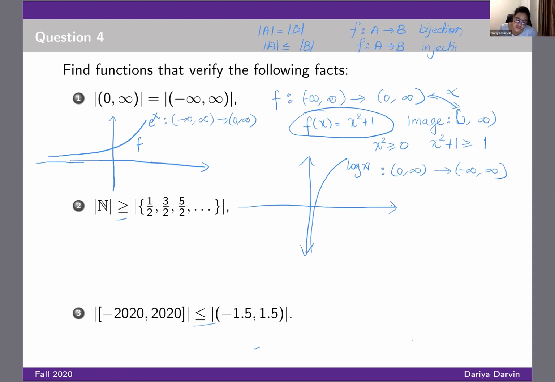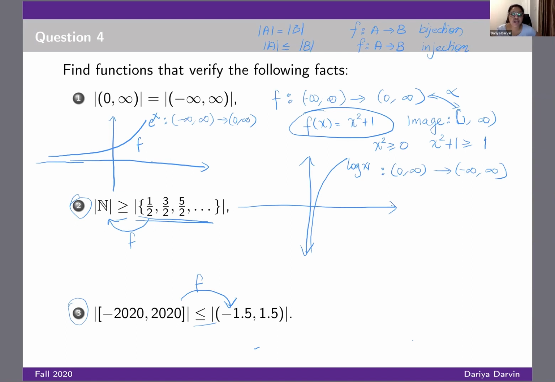Okay, so know this is again there in your course notes, you probably saw it in the lecture. So question 2 and question 3. In question 2, find an injection this way because the right hand side has a smaller cardinality. Question 3, find an injection this way from left to right. And these are actually much easier.